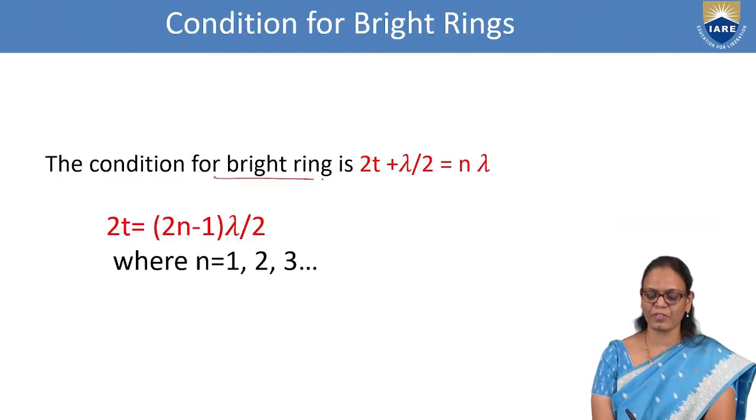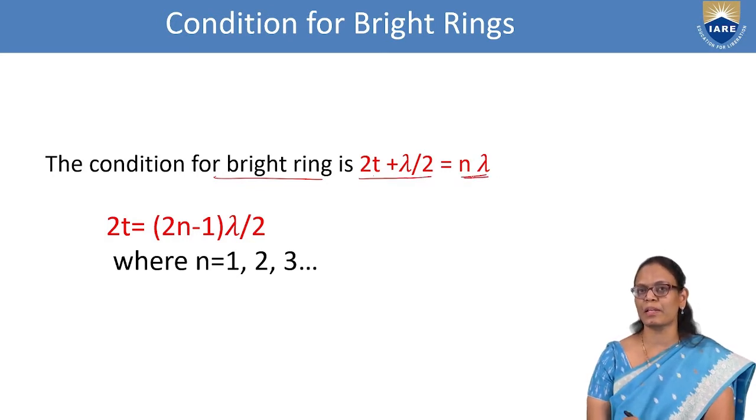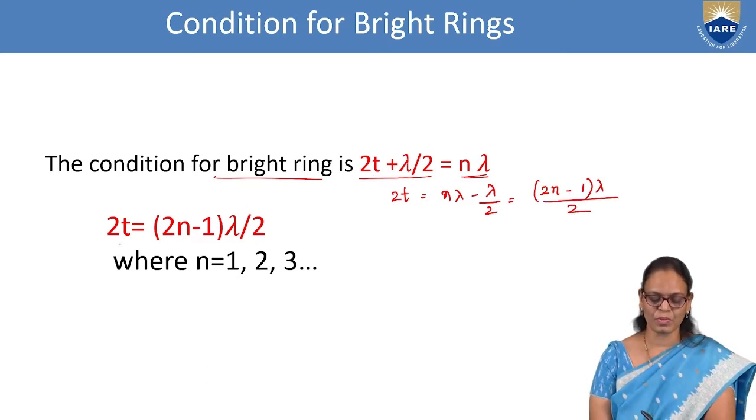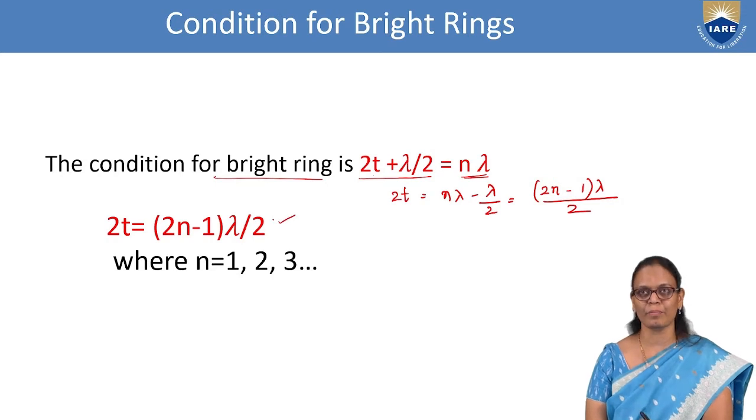Now, the condition for the bright fringe. So, what is the condition for bright fringe? We have seen 2t plus lambda by 2 is equal to n lambda. This should be an integral multiple of lambda, or we can rearrange the terms and write 2t is equal to n lambda minus lambda by 2, or we can take out 2 LCM and take out lambda also outside. We get 2n minus 1 into lambda by 2. So, 2t is equal to 2n minus 1 into lambda by 2, where n takes on the values 1, 2, 3 and so on.